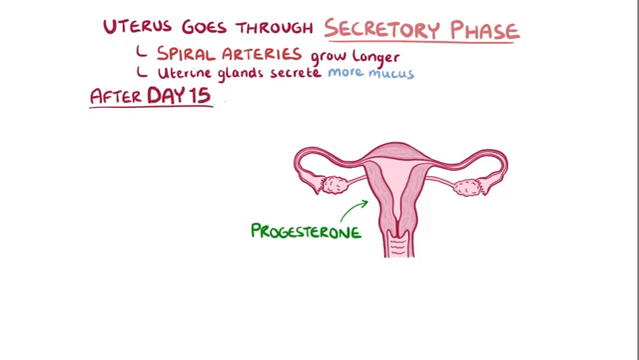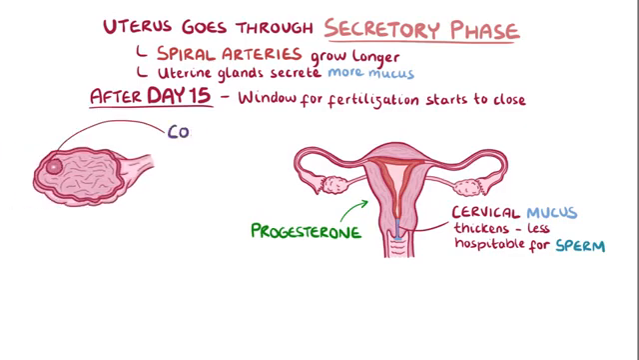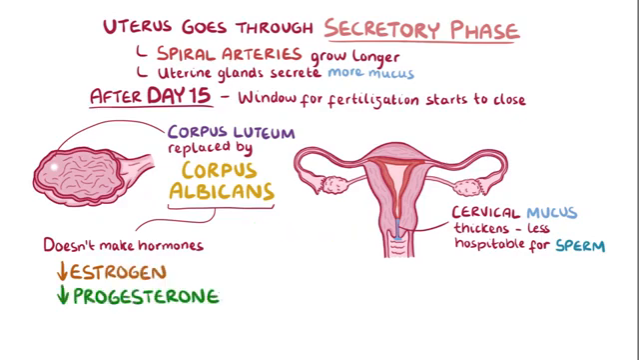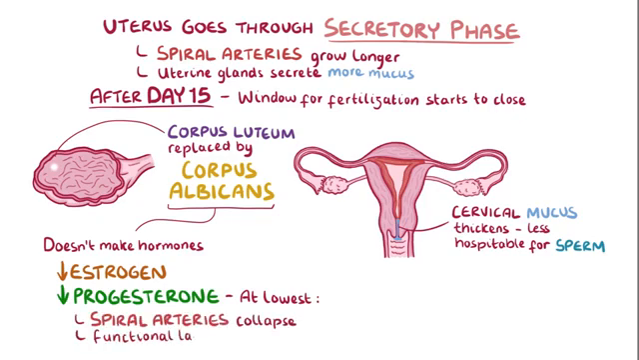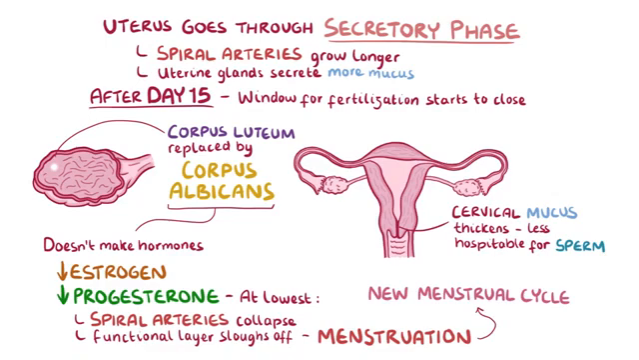After day 15 of the cycle, the optimal window for fertilization begins to close. The cervical mucus starts to thicken and becomes less hospitable to the sperm. Over time, the corpus luteum gradually degenerates into the non-functional corpus albicans. The corpus albicans doesn't make hormones, so estrogen and progesterone levels slowly decrease. When progesterone reaches its lowest level, the spiral arteries collapse, and the functional layer of the endometrium prepares to shed through menstruation. This shedding marks the beginning of a new menstrual cycle and another opportunity for fertilization.